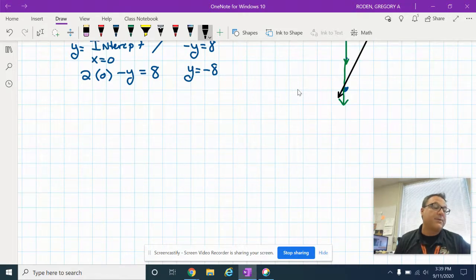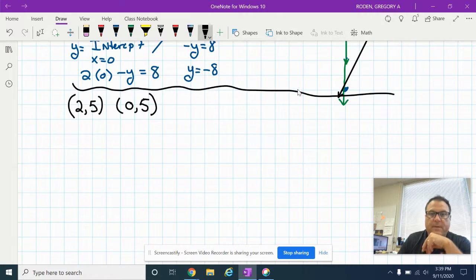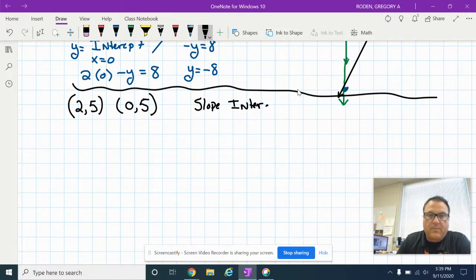All right, well, slope-intercept form is kind of the most famous of the forms. So let's say for a second that you have a couple of points, okay? So let's say you have the points 2, 5, and you have the point 0, 5. And right now we're going to be working on slope-intercept form. And so let's say we want to write an equation in this form right here.